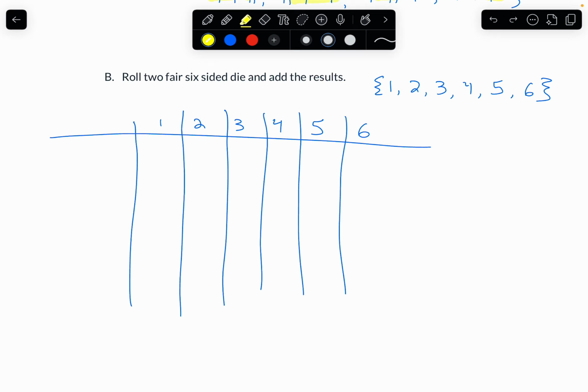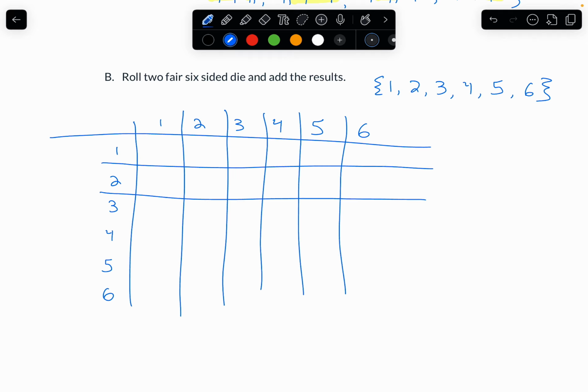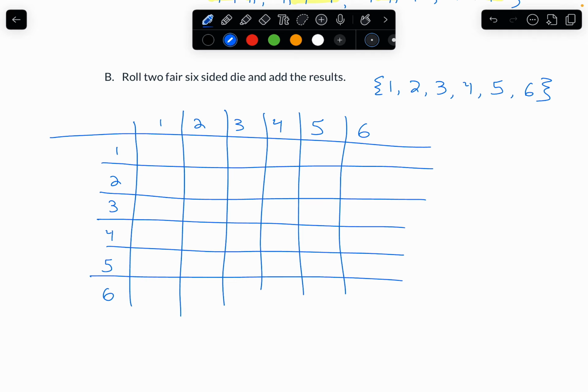So again, it's still just a 6-sided die, so it's 1 or 2 or 3 or 4 or 5 or 6. And what this allows me to do is keep track of these different outcomes and make sure that I don't miss any. So if I look at this little cell in my table right here, well, that's the intersection of 1 and 1.